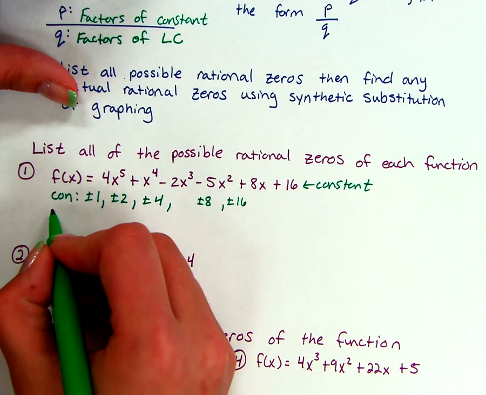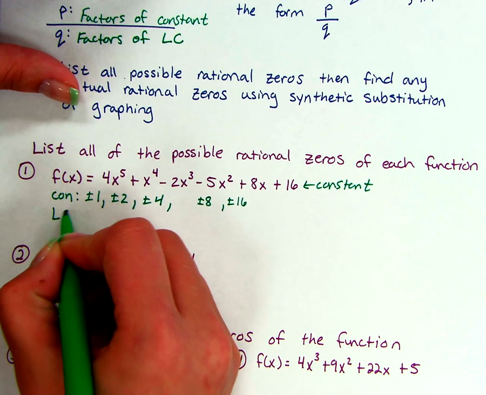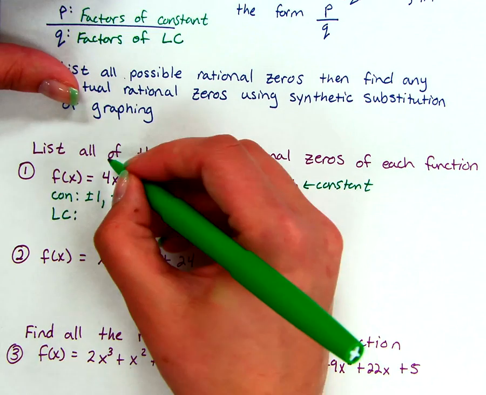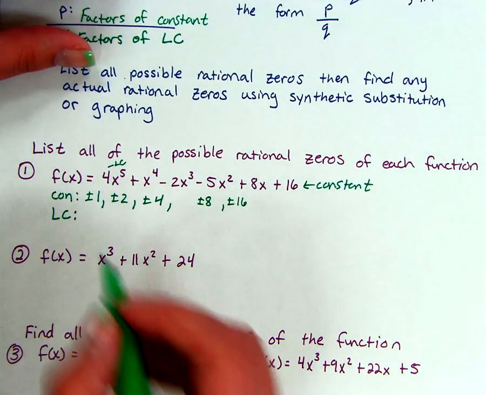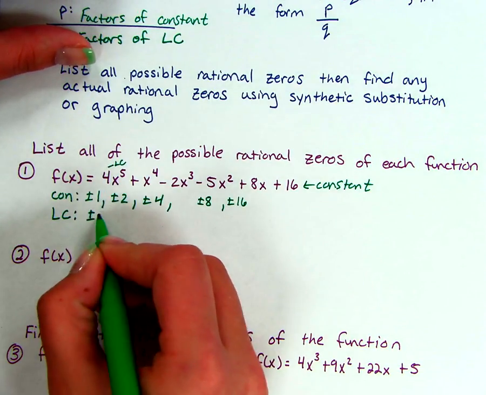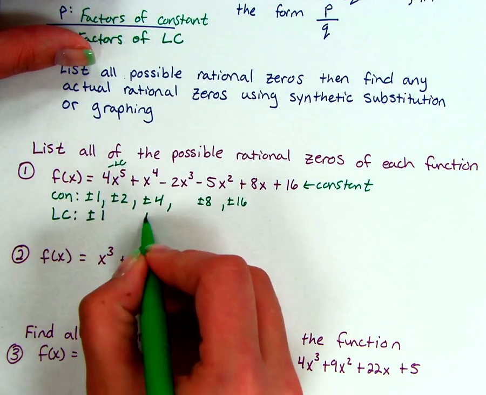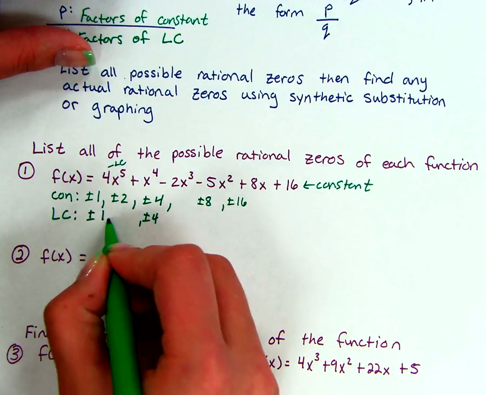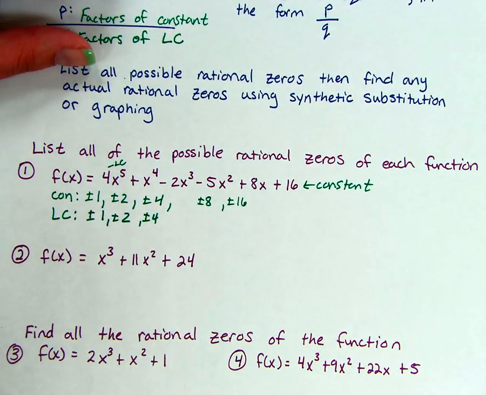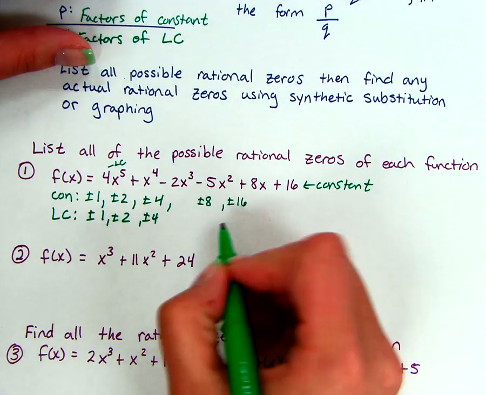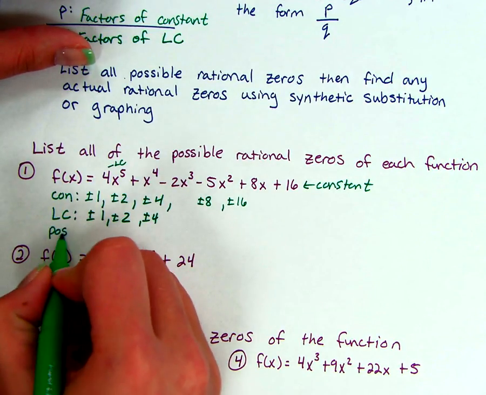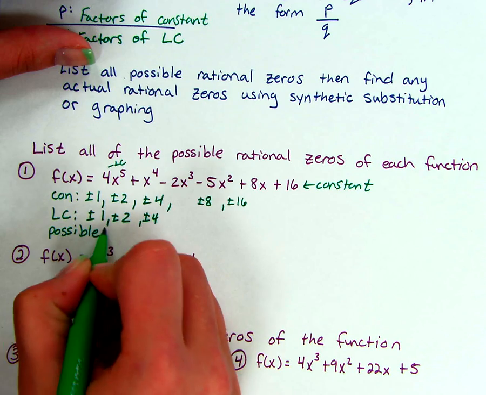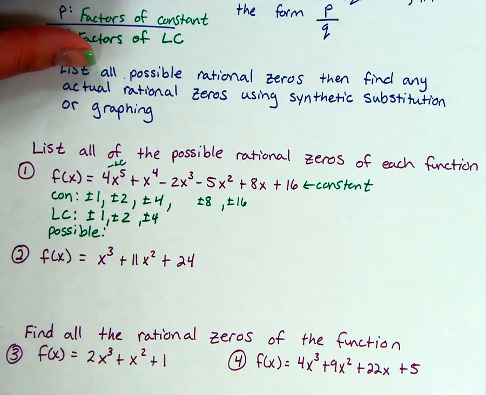And then we are going to have our factors of the leading coefficient. That's the number in front of the highest power. So 4 is our leading coefficient. All the numbers that multiply to be 4 are 1 times 4, and then we will also have 2 times itself. From there, we are going to make our list of possible rational zeros. This line is going to be our answer.